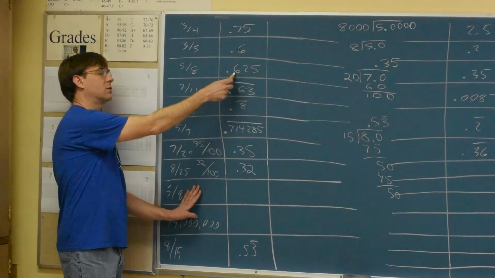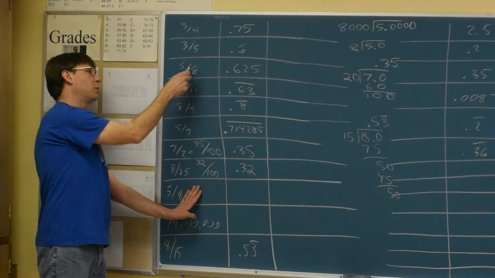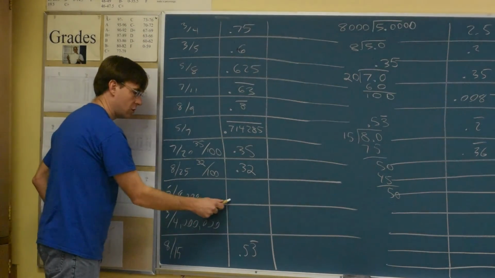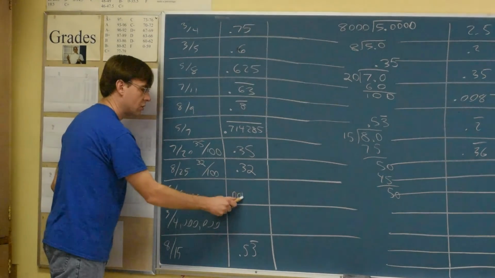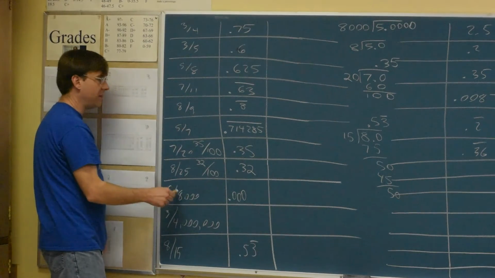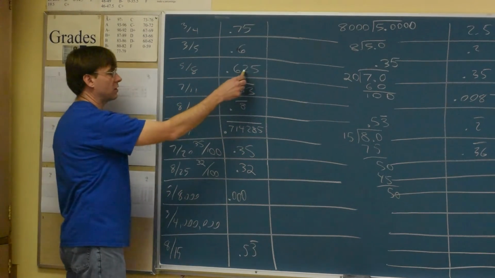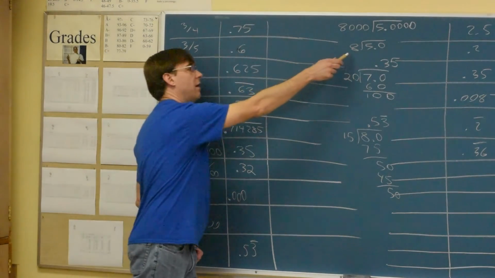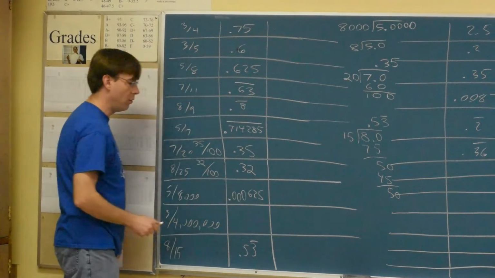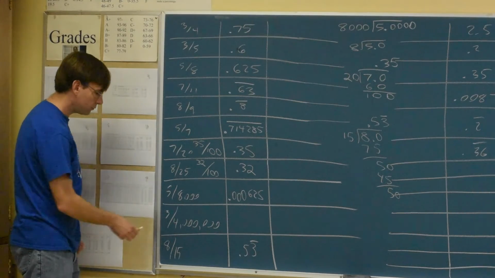5/8 was 0.625. The only difference between this and this is these extra zeros. So start with the decimal, start with the 3 extra zeros that we have, and then 5/8 was before 625. If you wanted to divide, you still get 625. So I'm going to finish this problem with a 625.